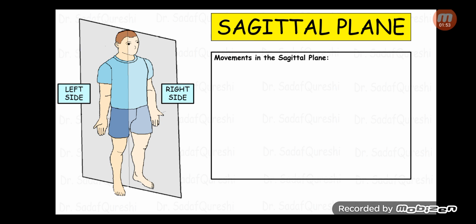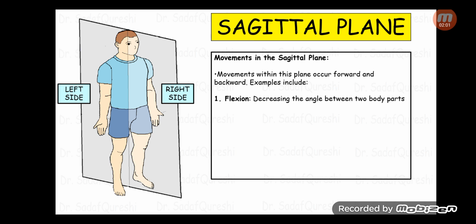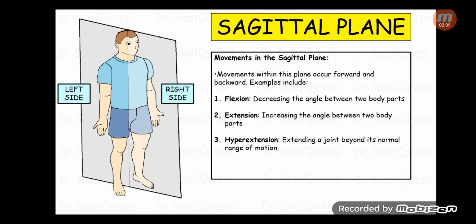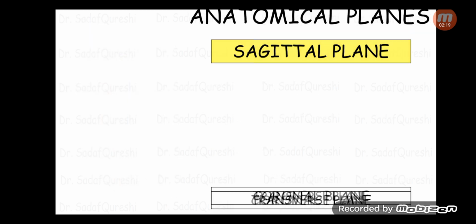Then let's talk about the movements that are possible in the sagittal plane. Movement within this plane occurs in the forward and backward direction. Examples include flexion, that is decreasing the angle between two body parts. Then we have extension, that is increasing the angle between two body parts. And then we have hyperextension, that is extending a joint beyond its normal range of motion. And dorsiflexion and plantar flexion, that are movements of the foot at the ankle joint.